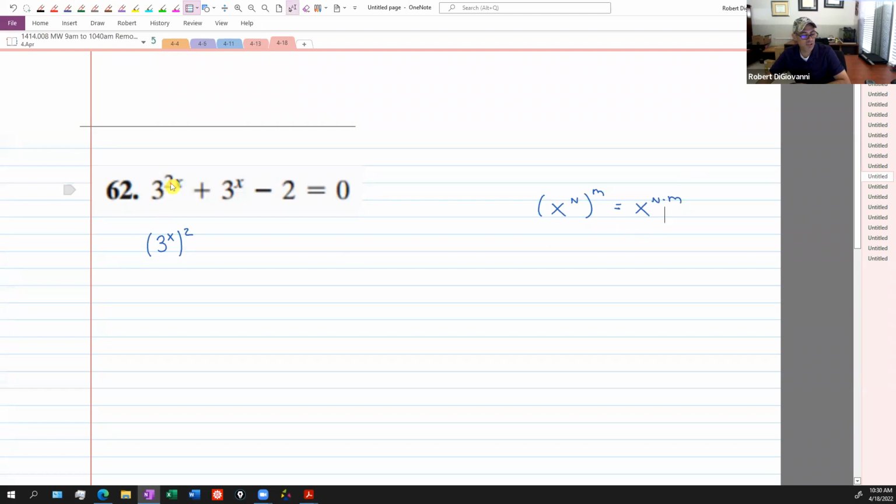So if I have a 2 times x right here, I could rewrite it as 3 to the x, but then squared. And then you would multiply the x and 2 and become 2x. So that's just another way of writing it, right? That's all that is.